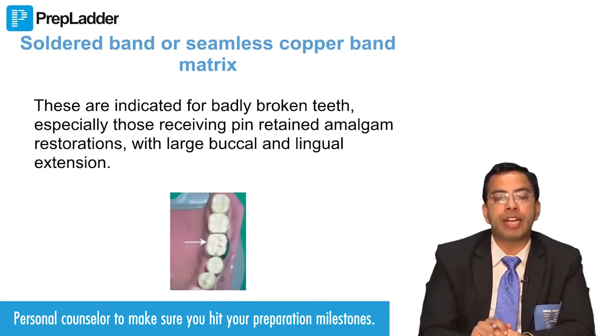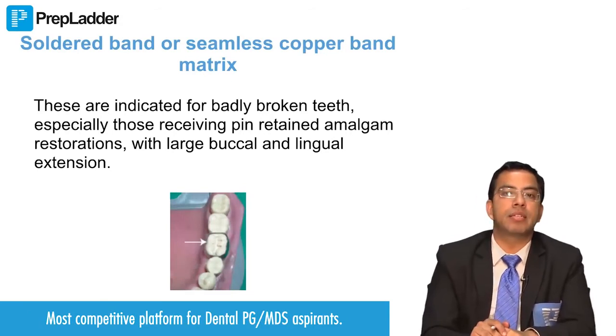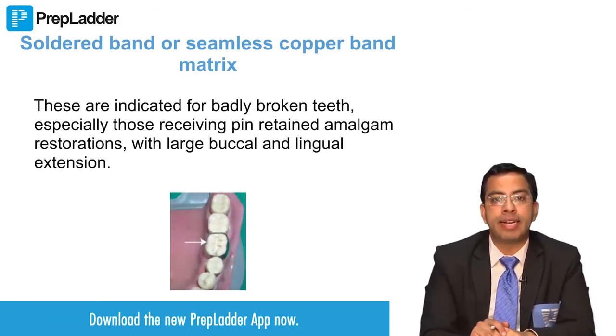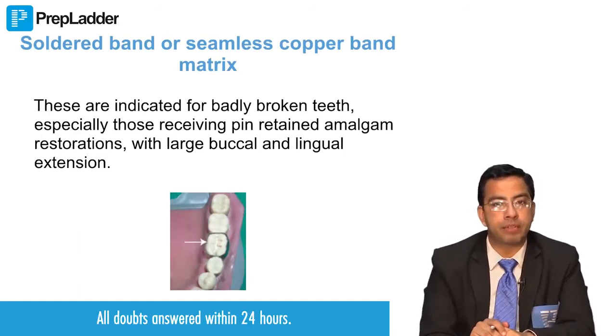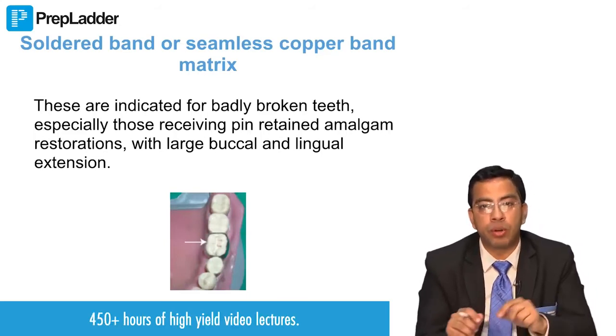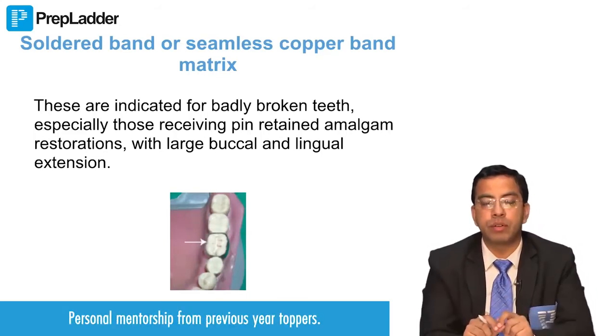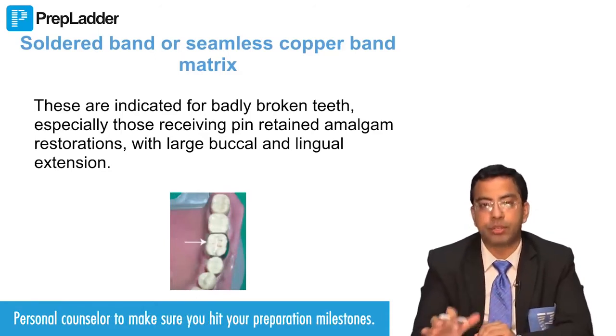Then you have a different kind of band which is called a soldered band, also called a seamless copper band matrix. These are indicated for badly broken teeth, especially those receiving pin retained amalgam restorations with large buccal and lingual extension. So you solder a band around a tooth structure, that is, it's customized, and then you adapt it and then you start doing your restoration.